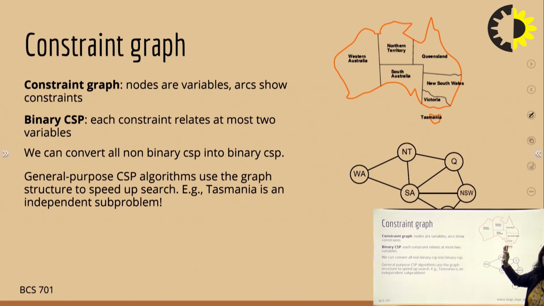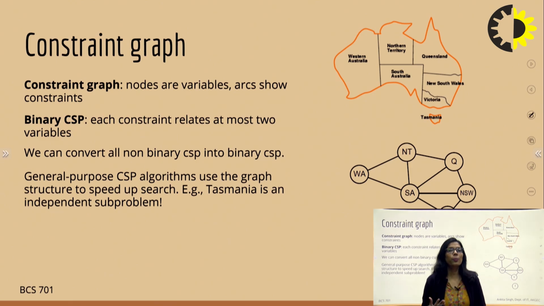How can I depict it in the form of a constraint graph? Each of these variables is depicted as a node. Since the color of Western Australia and Northern Territory cannot be the same, I have put a line between them. The color of Western Australia and South Australia cannot be the same, so I have put a line there too. So all the constraints are depicted as arcs, whereas the variables are depicted as nodes. This is how we make a constraint graph to solve the CSP problem.